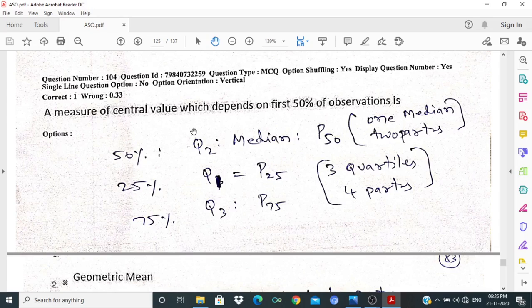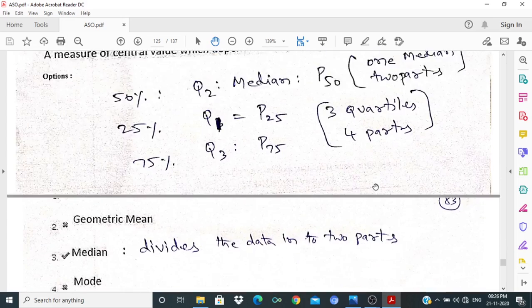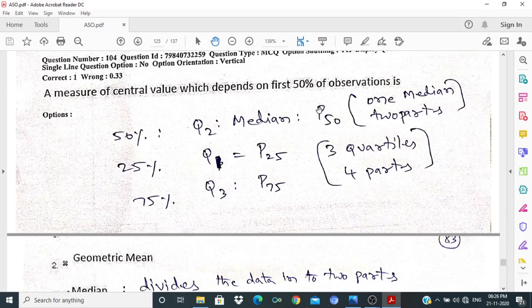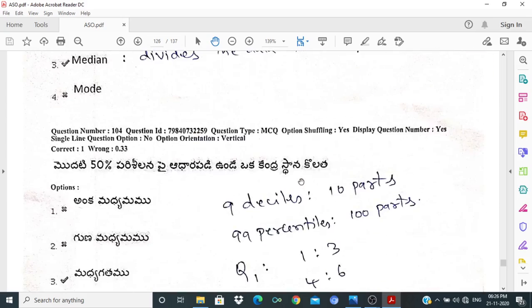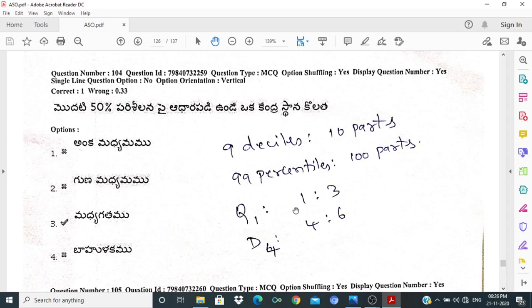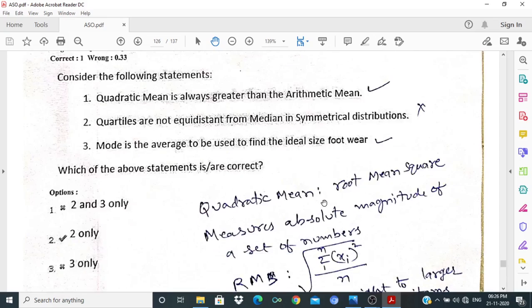Measure of central value which depends on first 50% of observations is median. Divides the data into 2 equal parts. Q2 or 50th percentile is called median. The median divides the total data into 2 parts. There are 3 quartiles which divide data into 4 parts. There are 9 deciles which divide the data into 10 parts. There are 99 percentiles which divide the data into 100 parts. The Q1 divides the data into 1:3 ratio. D4 divides 4:6 ratio.